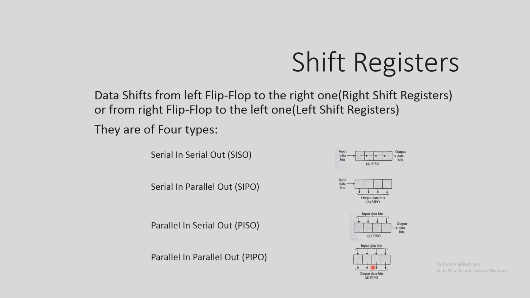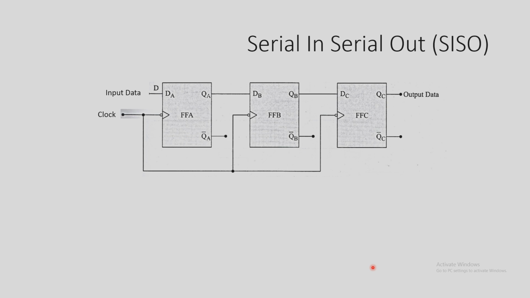So let's take them up one by one and also have their circuit diagrams. First of all, we have serial in and serial out. This circuit is a 3-bit register because it is using 3 flip-flops, FFA, FFB and FFC. And we are using data flip-flops.